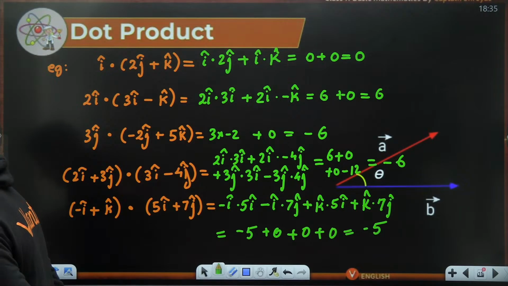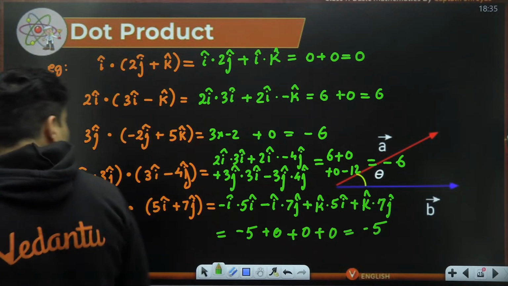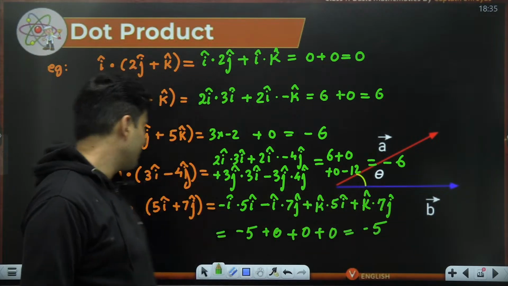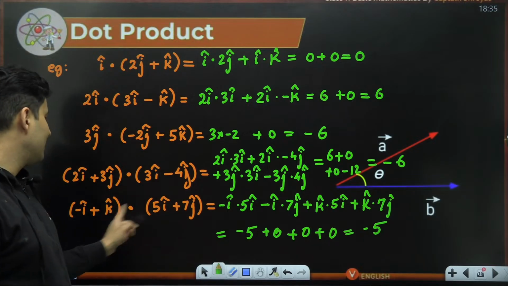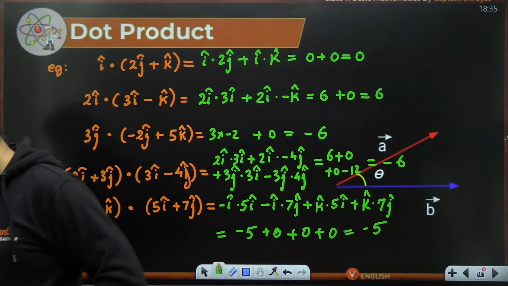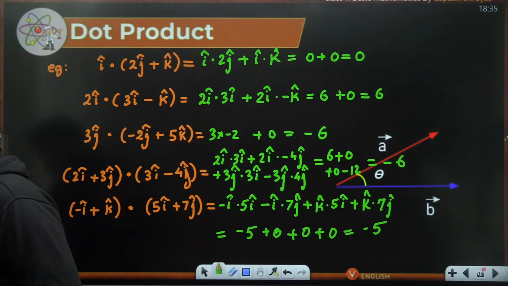All right. Last one is not 0. Why not? It's k dot j, man. K and j are perpendicular. This is not j and j. Be careful. This is k cap and this is j cap. Is that okay?